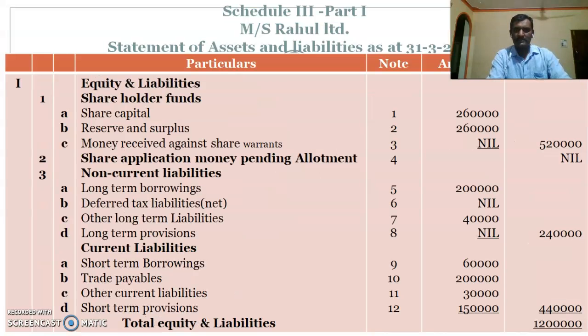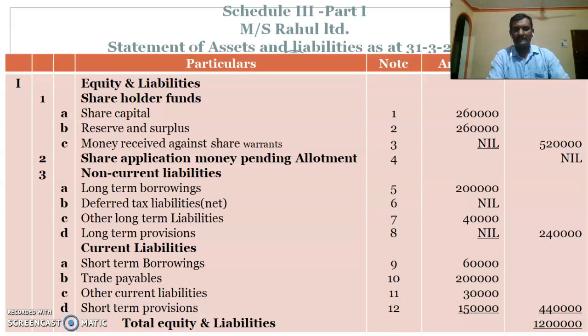So dear students, based on these notes, now just insert the amounts available through the notes in the respective heads under the statement of assets and liabilities. Here, first part, equity and liabilities. Under that, we have shareholders' funds. Below that, we have three items available in this problem: share capital, reserves and surplus, and money received against share warrants.